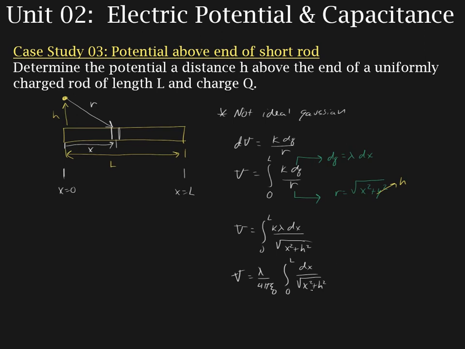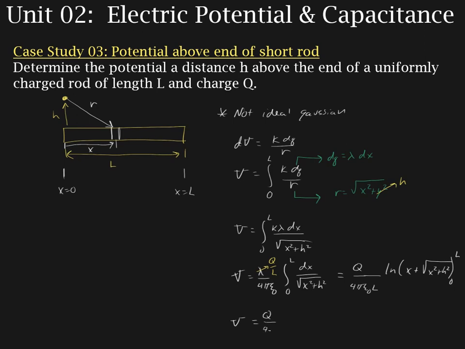Now, what you're going to have to do is either solve this integral longhand, or look it up in an integration table, and if your calculator has a computer algebra system, or a CAS, then you can use that to get the value of that integral. Don't forget also that we're going to be taking lambda and writing that as Q over L in just a minute. Okay, so this is going to be equal to Q over 4 pi epsilon naught L times the natural log of x plus the square root of x squared plus h squared, and this is evaluated from 0 to L.